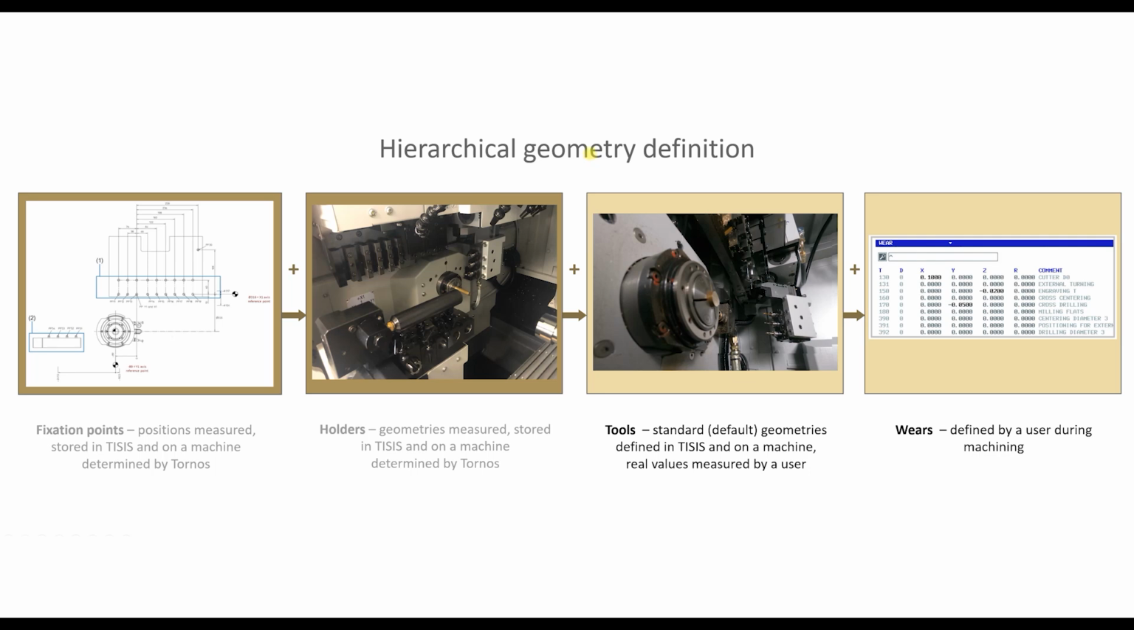We can say that definition of geometry in TISIS and on a machine is hierarchical. What does it mean? It means that we have 4 levels of this definition. The first one is geometry of fixation points. It is measured by Tornos and stored in TISIS and on a machine, and there is nothing to change in it. The second level, there are holders geometry. They are also measured by Tornos, and those dimensions are stored in TISIS and on a machine. A user has nothing to do with those 2 levels of geometry, but he or she is responsible for the next 2 levels. Tools geometry. Standard values are suggested by TISIS, but it is a user responsibility to measure the real values and enter them. And the last level, wear, is also defined by a user during machining.